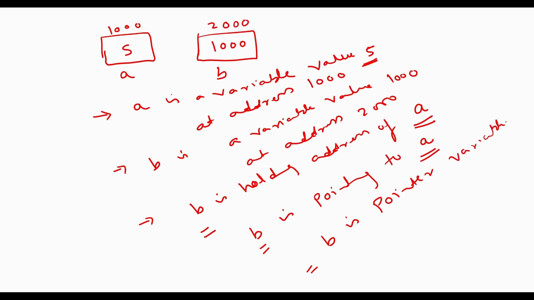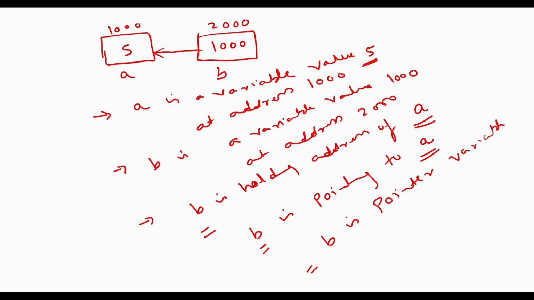So this is clear now. These are two variables which have this type of relationship between them. A is a variable holding the value 5 at a particular address, and B is holding a value at a particular address. But if we look at the boxes, what is the relationship? B is holding the value which is the address of A. So B is pointing to A. So we can say B is a pointer variable.